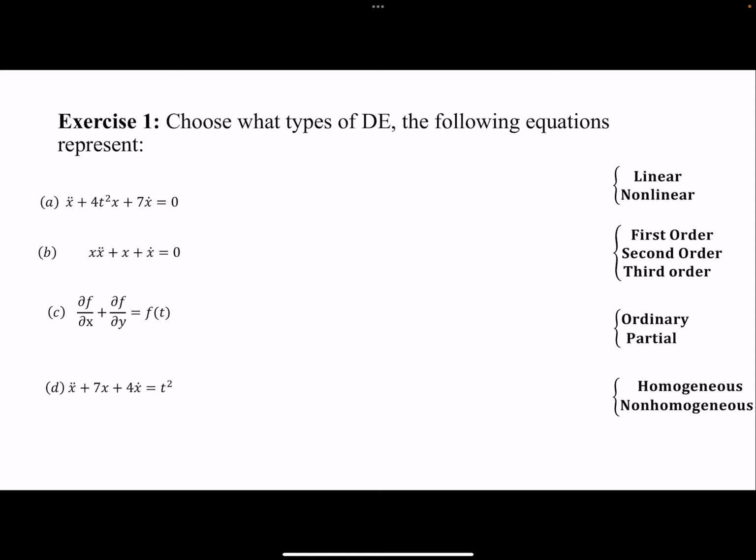To practice, let's look at some of these differential equations and see whether we can find what category they fall in. So for A, looking at this, our system is linear. So I'm going to write here linear. I have a t squared component, but because that's an independent variable, that's not going to make our system nonlinear. The order is second order because x double dot, so that's the second order. It's ordinary, it's not partial. And also homogeneous because I have a 0 over there.